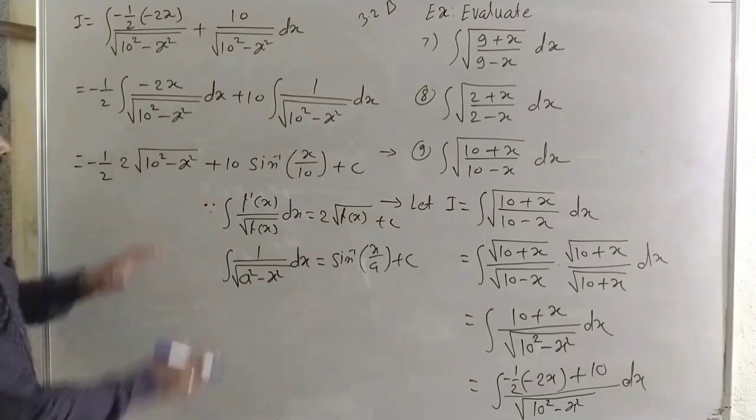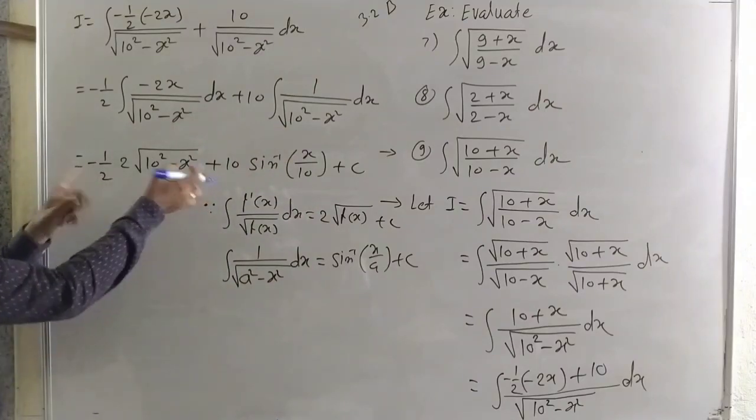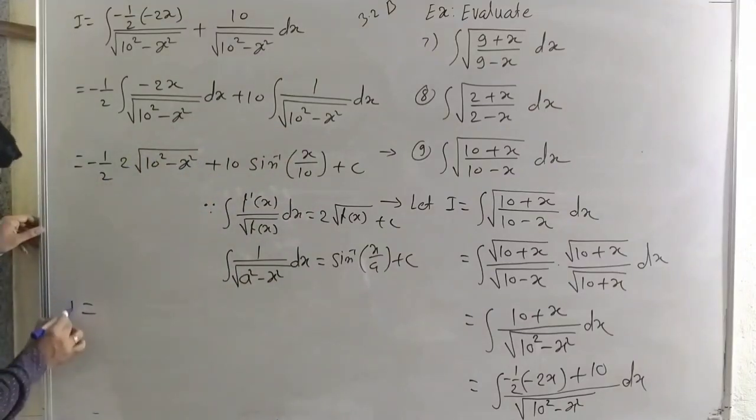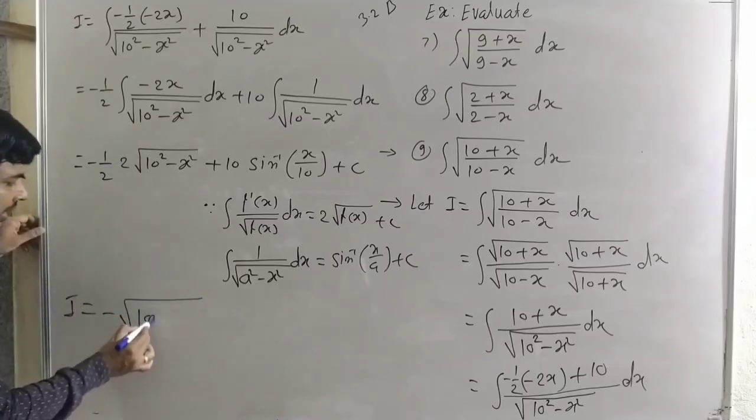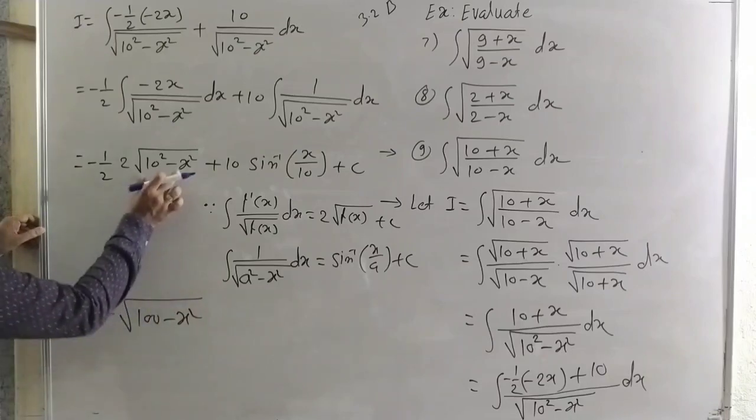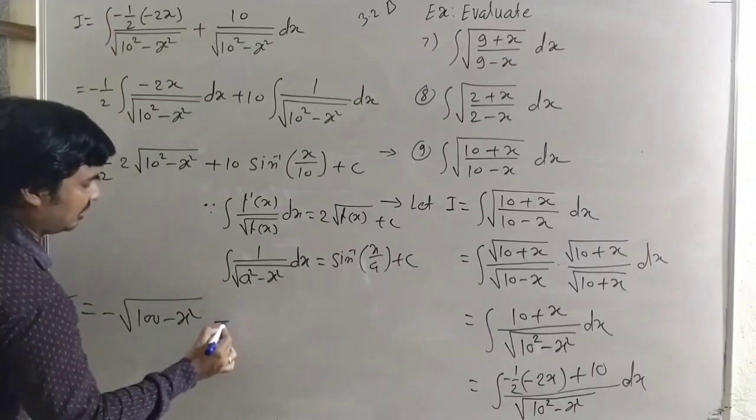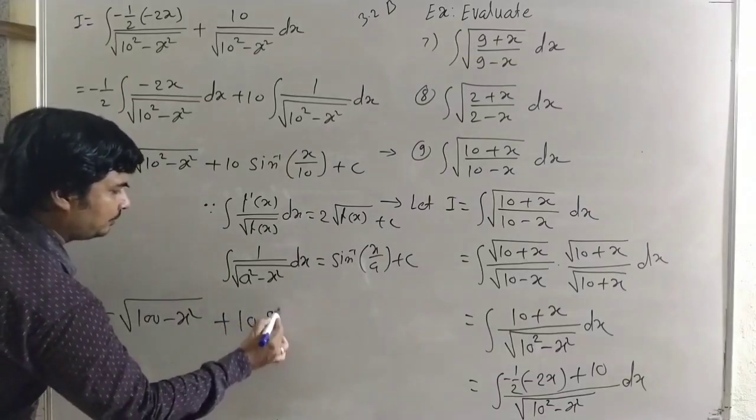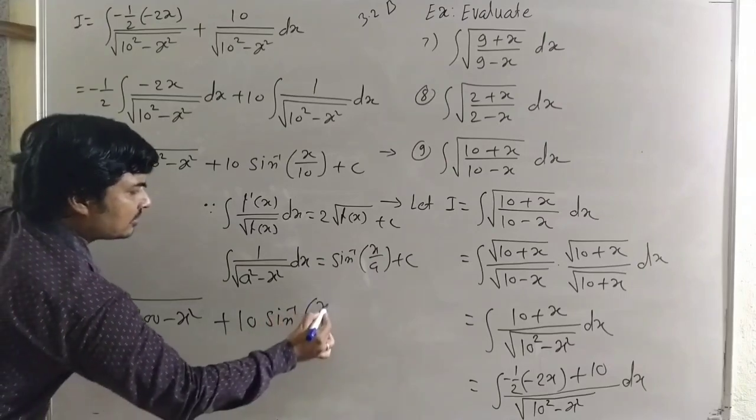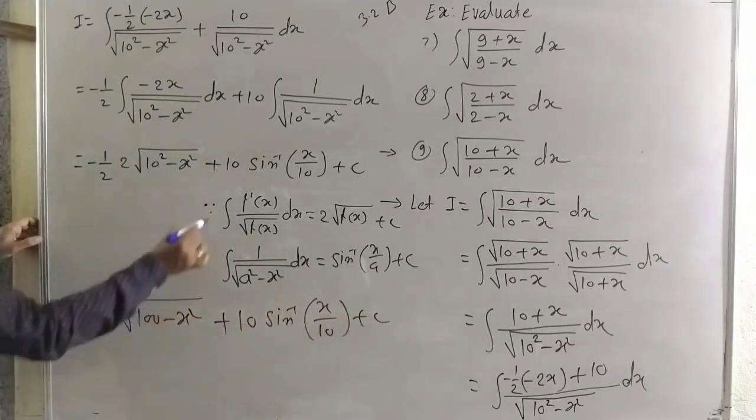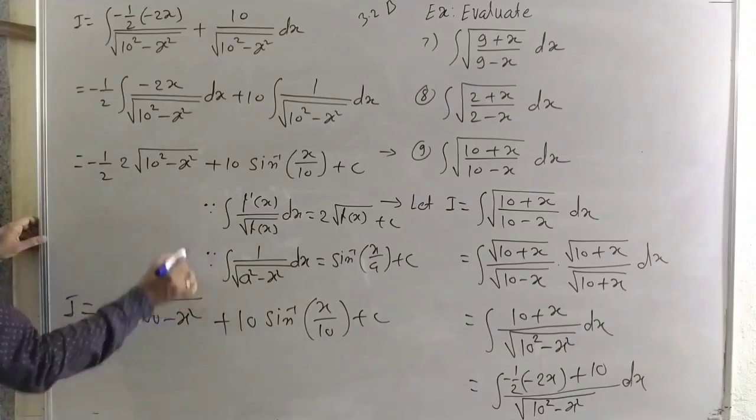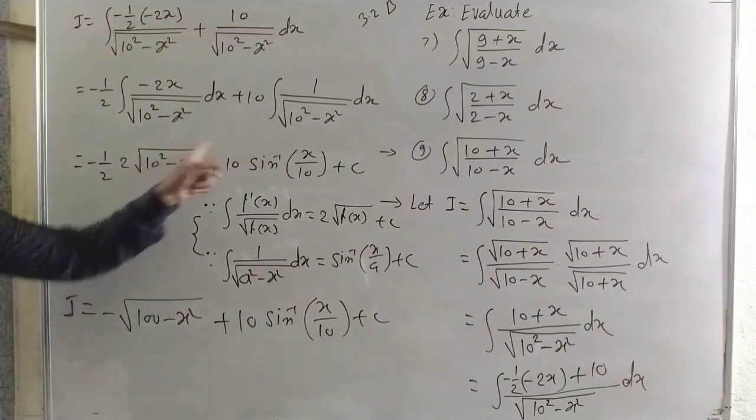Now we use these two formulas, and in the last answer the 2 gets cancelled. It is minus under root 100 minus x square, and plus 10 sin inverse x by 10, plus c. This is the last answer. We use these two formulas in these two terms.